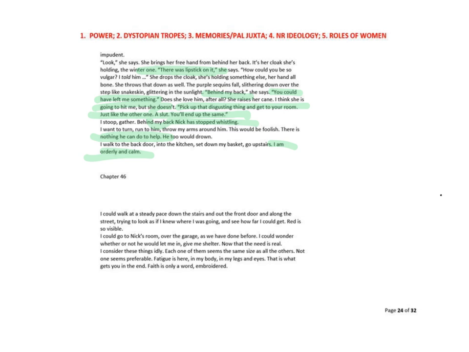Chapter 46. She considers possibilities of escape. I could walk, I could do this. Remember, there's precedent now with Moira having made an escape, so there was a role model there. Red is so visible, another way in which her uniform is now imprisoning again. "I could go to this, I could wander. I consider these things idly." So these are the possibilities. "Fatigue is here in my body, in my legs and eyes. That is what gets you in the end."